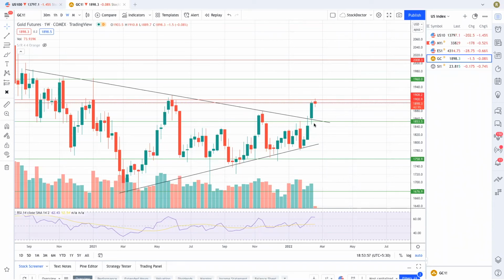And if it starts trading below 1850, then we will consider that gold has lost its steam and it is going to go back into this range. So these are the levels to watch.